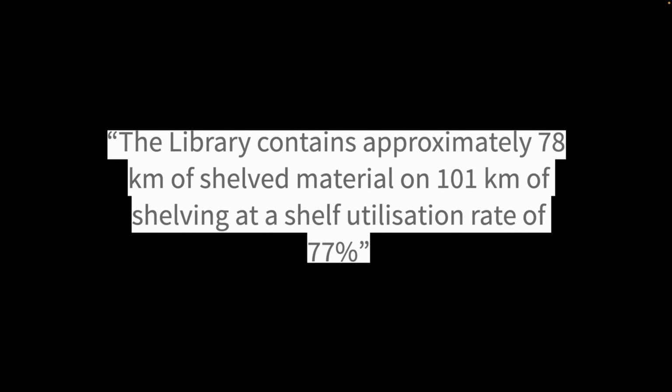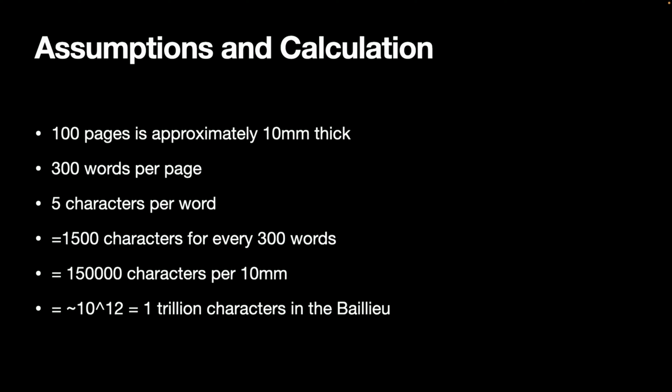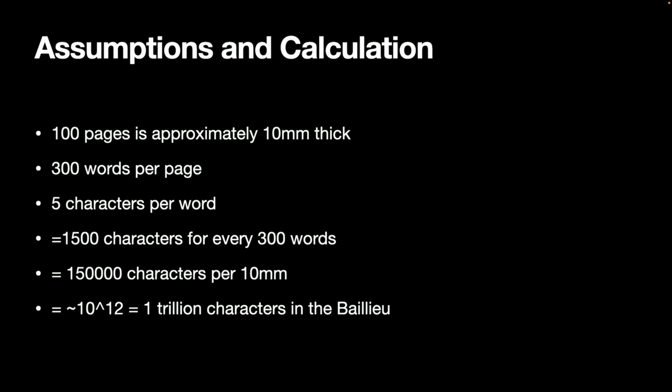This is some text I extracted from the website of the Value Library today. There are approximately 78 kilometers of shelving filled with books in the library, or in its storage at least. We can make a quick calculation to see how many characters that gives us. 100 pages is 10 millimeters or so. There are 300 words on a page, 5 characters in a word, which gives us 1,500 characters per page, which is about 150,000 characters for every 10 millimeters, which gives us about 1 trillion characters in the library. That's a lot of characters.